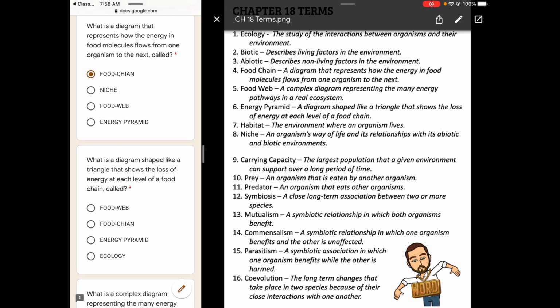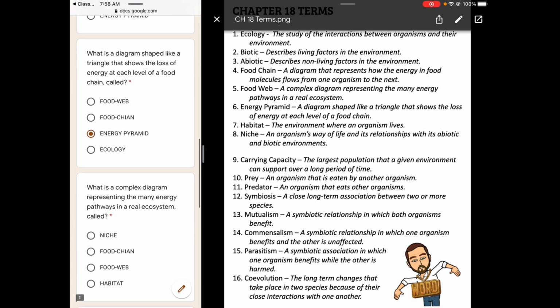What is a diagram shaped like a triangle that shows the loss of food? Let's check food web. A complex diagram representing many energy pathways. That's not triangle. Food chain, we know it's not because we just did that. Energy pyramid, a diagram shaped like a triangle. Booyah. It shows the loss of energy. So this is really pretty easy.